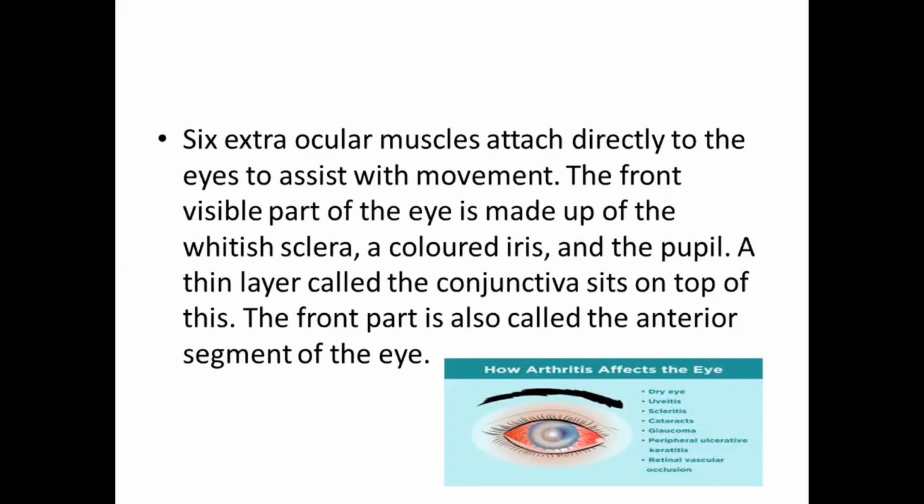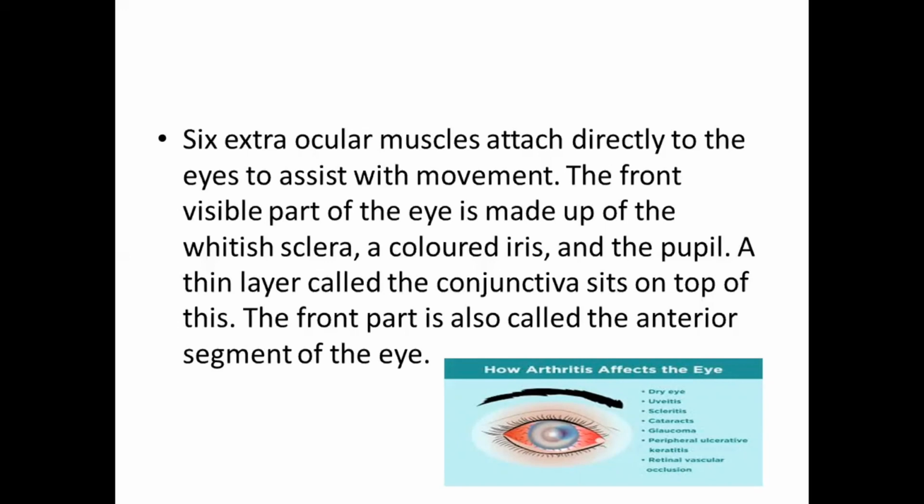Now, the front visible part of the eyes is made up of the whitish sclera, a colored iris, and the pupil. A thin layer called the conjunctiva sits on top of this whitish sclera, the colored iris and the pupil. The front part is also called the anterior segment of the eyes. Today we are just looking at the makeup of the eyes, how they are situated, how they work, and how they complement each other in their functions.